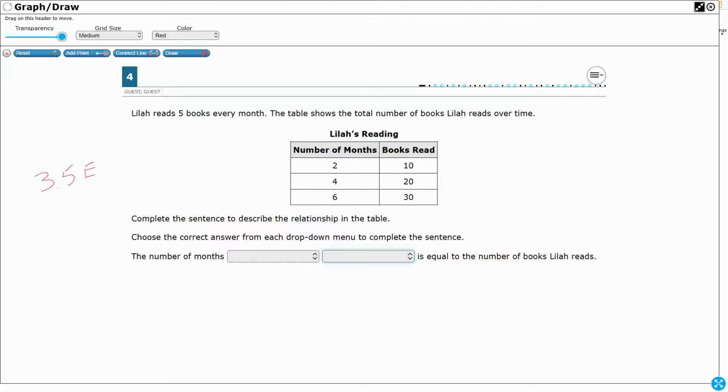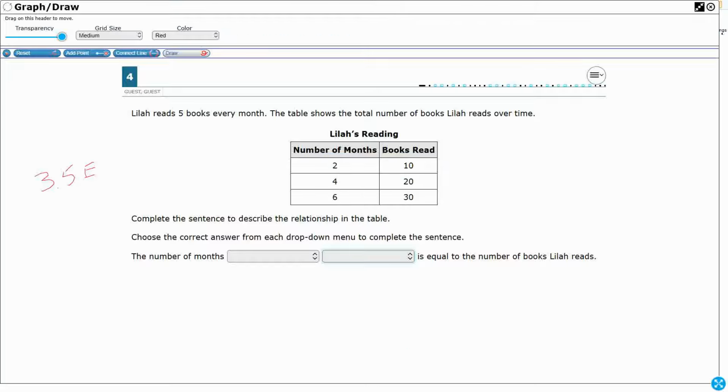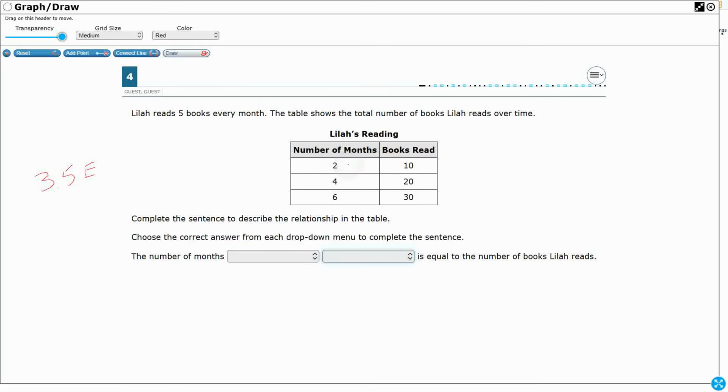So if we could just get our rule in words, in numbers, we can turn those into words. When we're going from 2 to 10, we're getting bigger. From 4 to 20, we're getting bigger. From 6 to 30, we're getting bigger. So we could do 2 times something equals 10, or 2 plus something equals 10. Those are the 2 ways that we're going to get from 2 to 10. So 2 times 5, 2 plus 8.